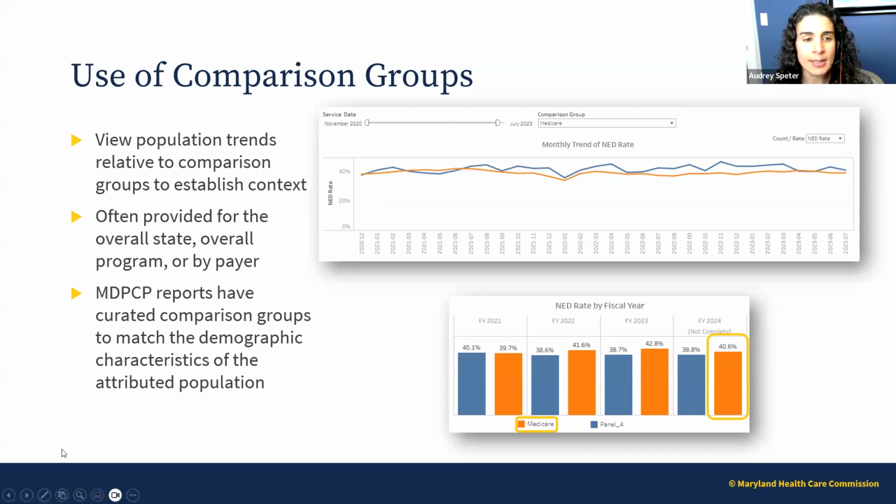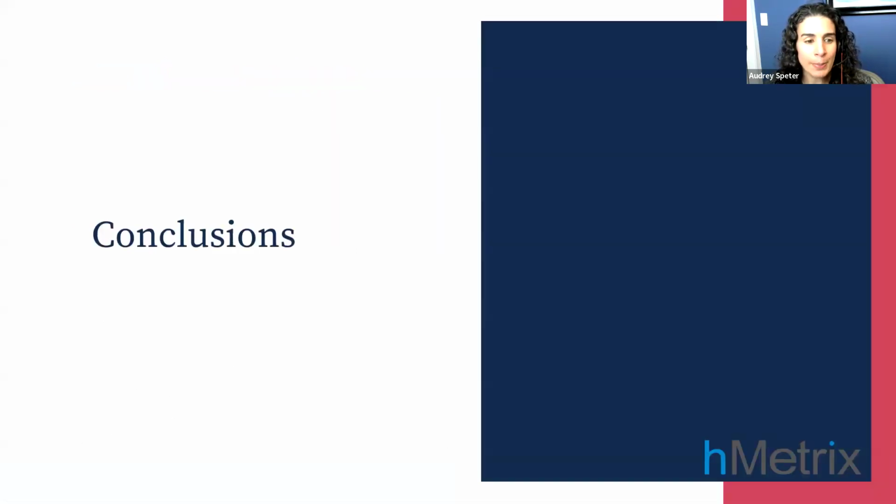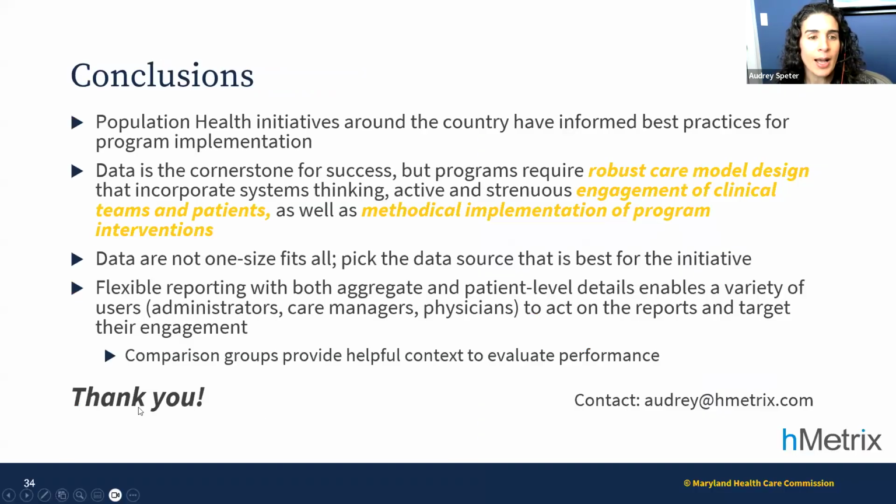Next slide, please. So let's actually wrap up. If you can go one more, please. And we can wrap up with some quick conclusions. So population health initiatives around the country have informed best practices. And it's important to take those best practices, learn from them, and implement them in the development of future programs. And data's really the cornerstone for success for these initiatives, but it cannot be operated on alone.